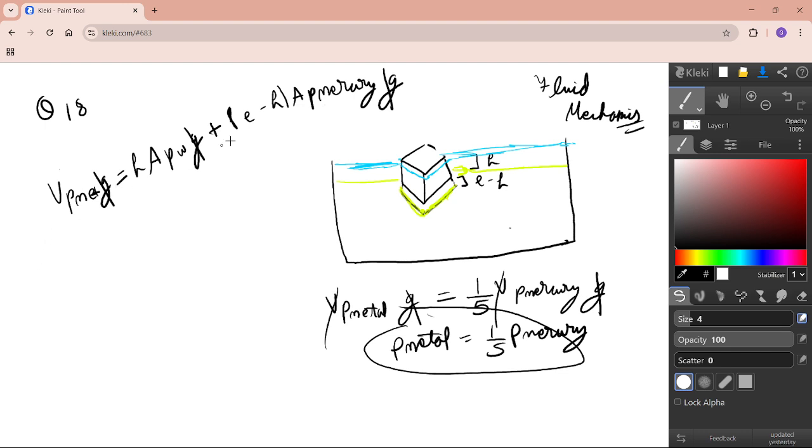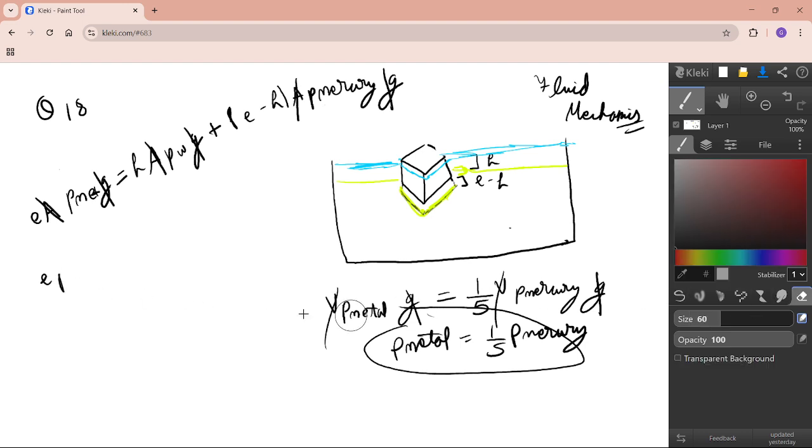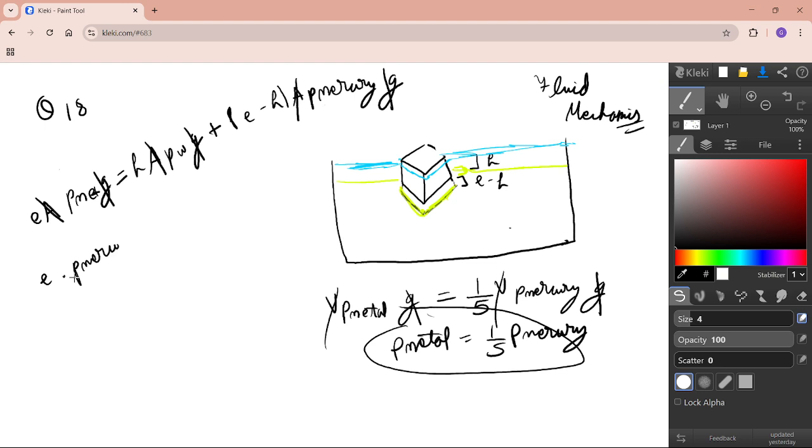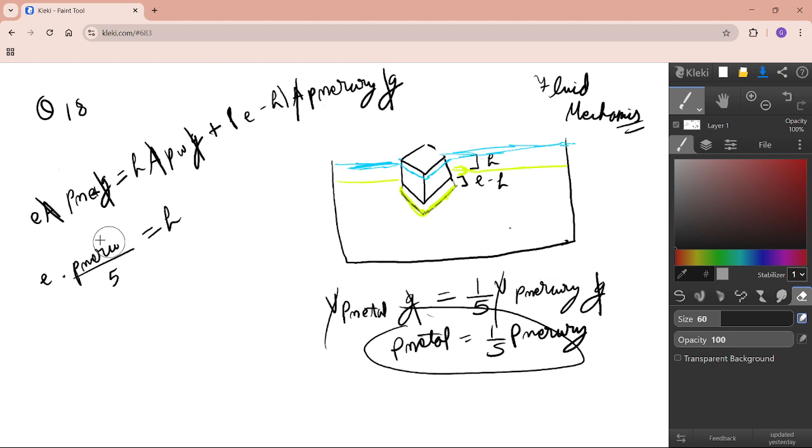Now we have the volume and the whole. This volume can be written as the whole height, the edge, times the cross-sectional area. This A gets cut. So the edge times rho of metal. Given the rho of mercury, I have to convert it in terms of the density of mercury. This is one-fifth of the density of mercury, equal to the height. We do not know, so let's put in the values. Let's not take much time.